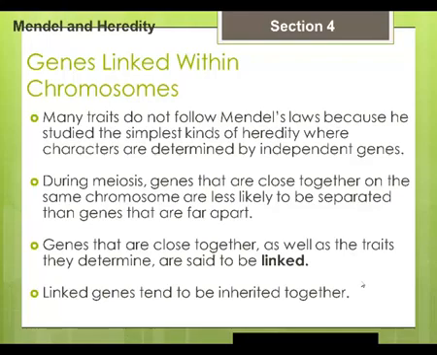Genes that are close together, as well as the traits that they determine, are said to be linked. So if you had a very short section of a chromosome where two genes are one right on top of another, those two genes are said to be linked. The possibility of those genes separating is pretty minimal. So linked genes tend to be inherited together. When two genes are very close to one another, the chances of those genes being separated during meiosis is pretty minimal.